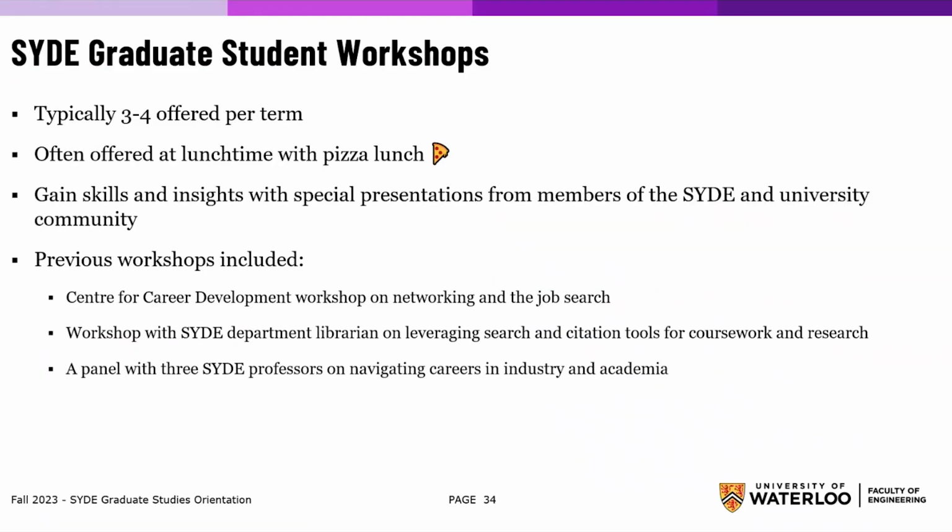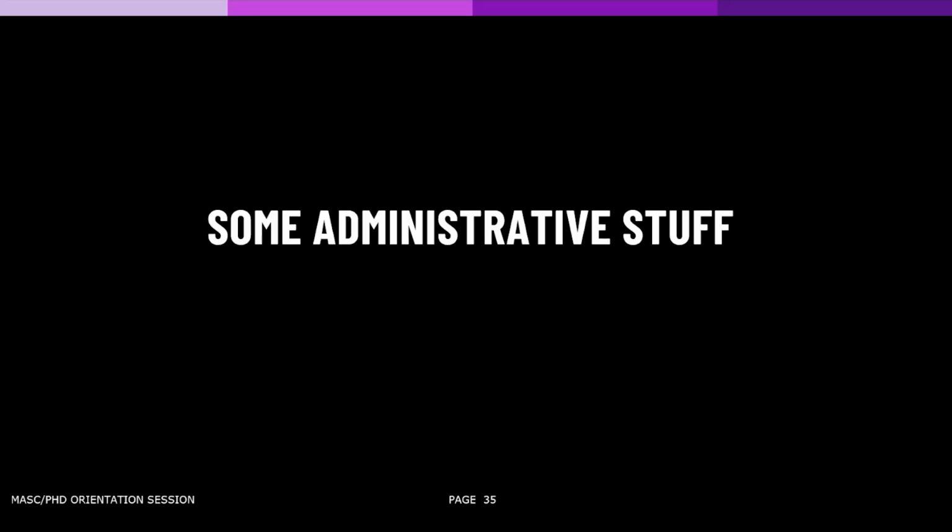And then also about once a month over the course of the term, we offer grad student skill workshops. These also include pizza, big selling point. And you gain the skills and insights for different things. Ones we've done in the past: there was a career-centered development workshop for networking and job searching. The department librarian came talking about how to use the library services to leverage your research and your coursework. We had some systems professors talk about navigating careers in industry and academia. This is especially good if you're not sure where you want to go after your degree. Anna's got a ton of great stuff lined up, so just stay tuned. Email announcements go out about that whenever they're coming up.